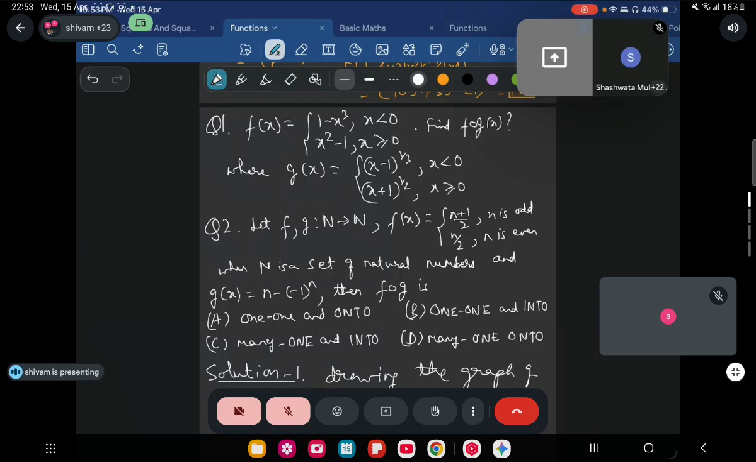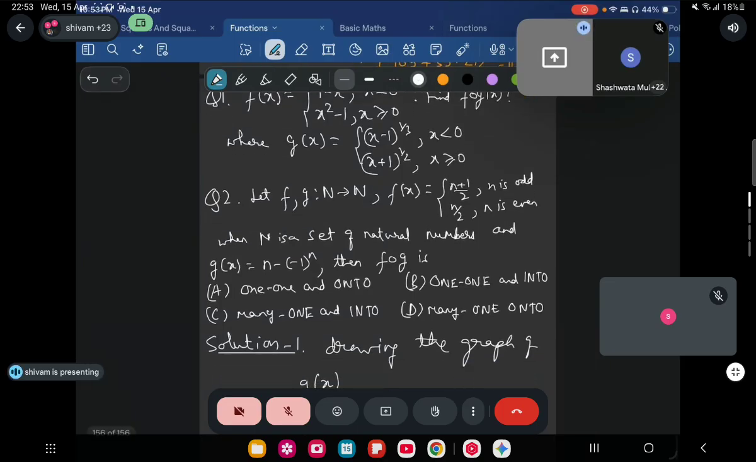Okay. Where is the function changing? The function is changing around 0, right? What is g of 0? g of 0 plus is equal to 1, and g of 0 minus is equal to minus 1. Okay. Let us see how the graph will look like.